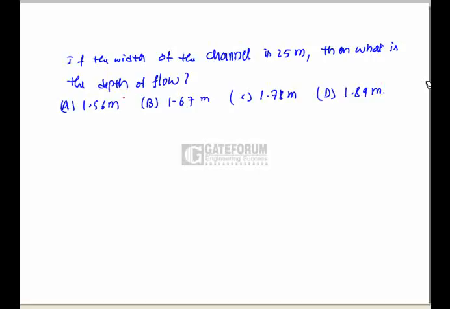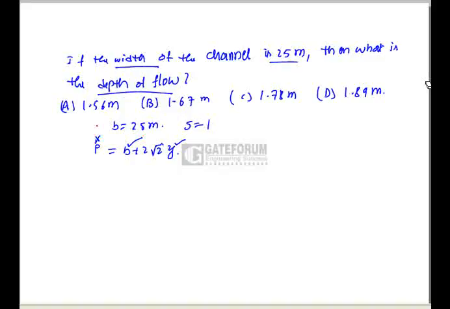We have to find out the depth of flow, given that the width of the channel is 25 meters. B is equal to 25 meters is given, and from the previous problem the data that was given, S is equal to 1. So the wetted perimeter P is equal to B plus 2 root 2 Y. We have to calculate this Y. The B is given.